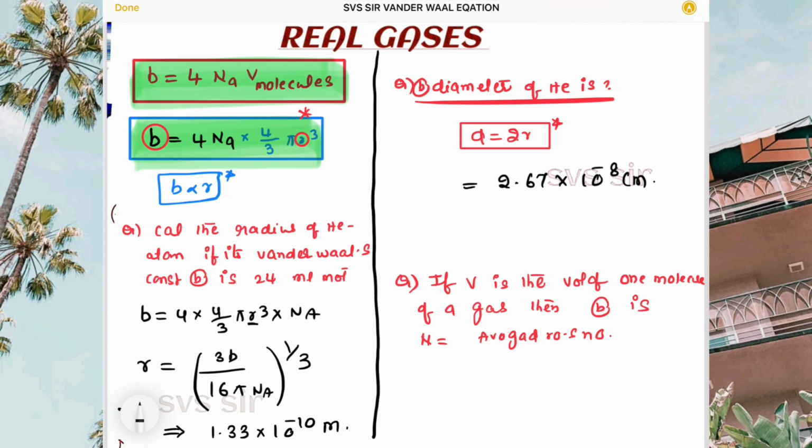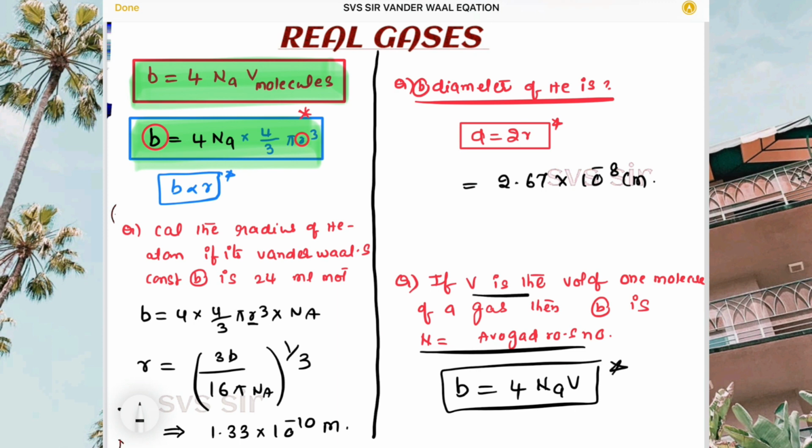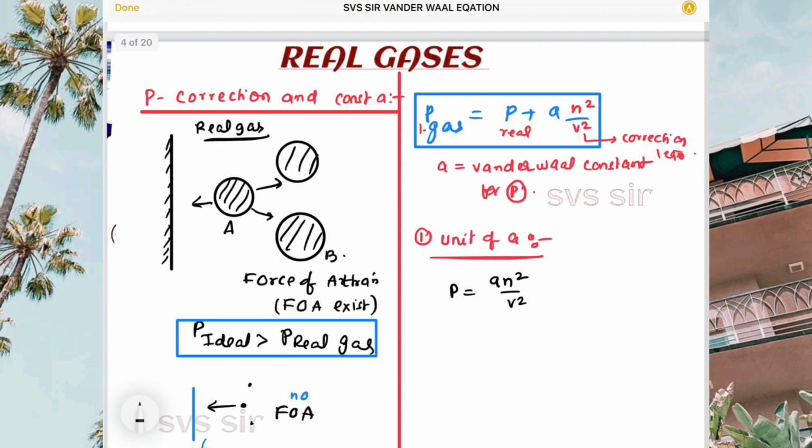Next question you see: if V is the volume of one molecule of a gas, then b is, N is the Avogadro number. So that is nothing but b equal to 4 into Avogadro number into V. He was asking b equal to 4 into Avogadro number into volume. So like this questions will be asked.